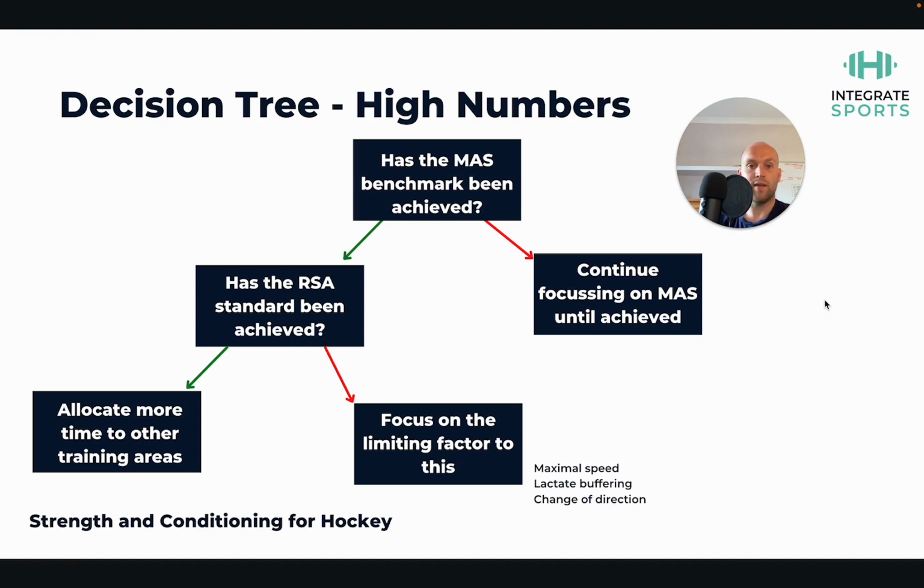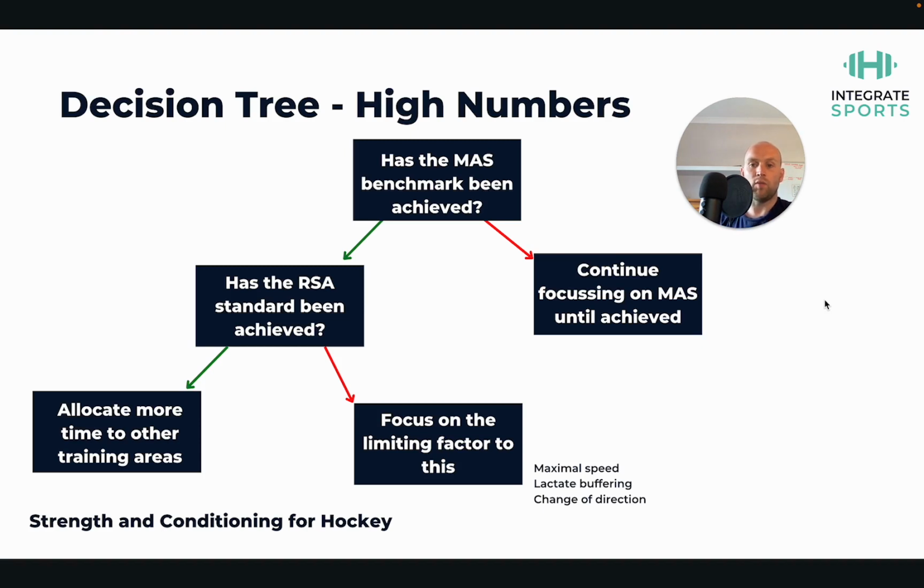If the answer is yes, though, then obviously we can start to worry about repeat sprint ability, and we can start to look at all of those limiting factors. And again, what is actually limiting that? So if the RSA standard has been achieved, and figuratively, let's say that is a 6.5 second initial sprint speed time over a 20 meter shuttle, and a total time of X, or an average of say 7.5, then you can allocate more training resource and time to other training areas now.